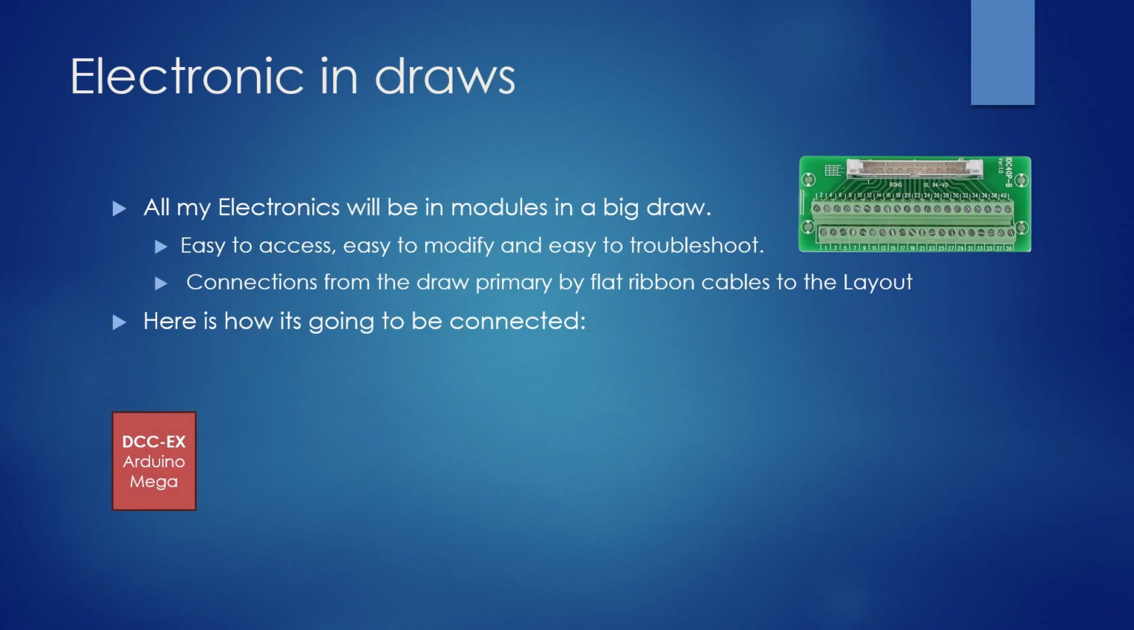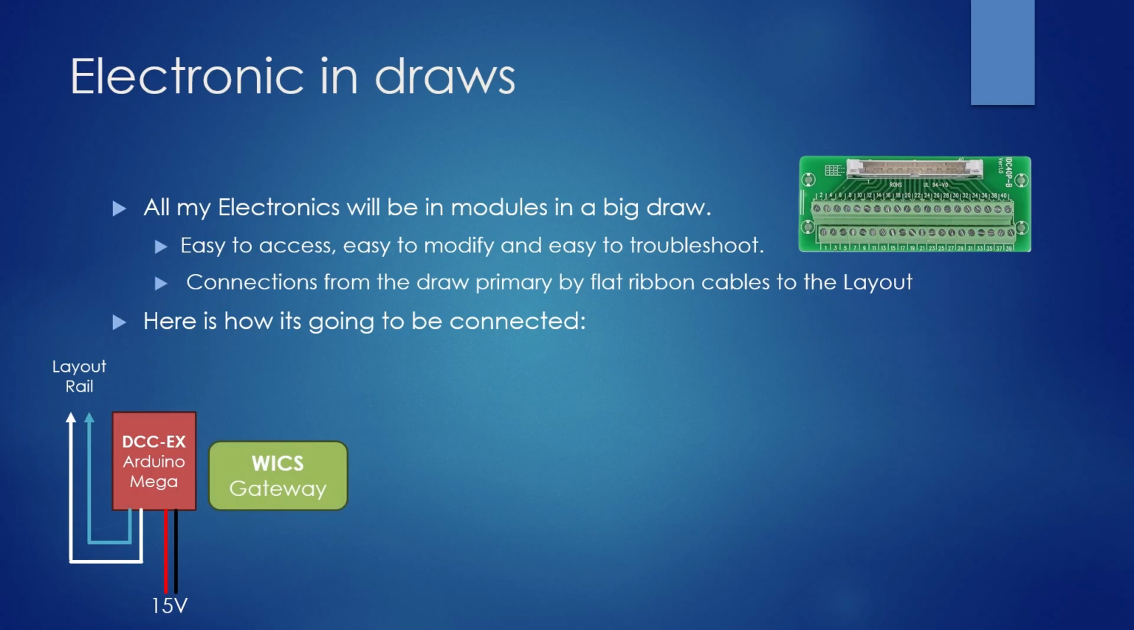The DCC-EX command station and booster will have a 15-volt power. Connecting the outgoing DCC wires by oxygen-free copper cable to the track feeders. The WICS Now-Rail gateway board is running on 5 volts and connected to the DCC wires. I also have a sensor data wire sending back information to the command station.